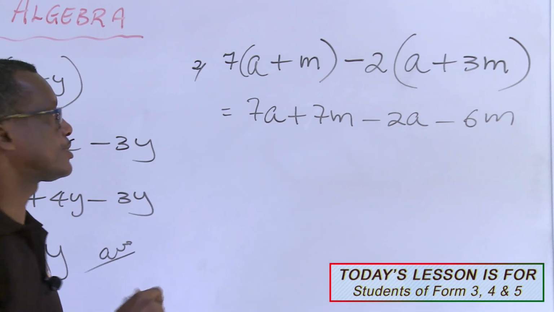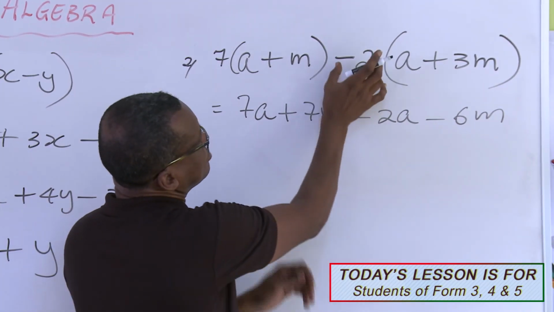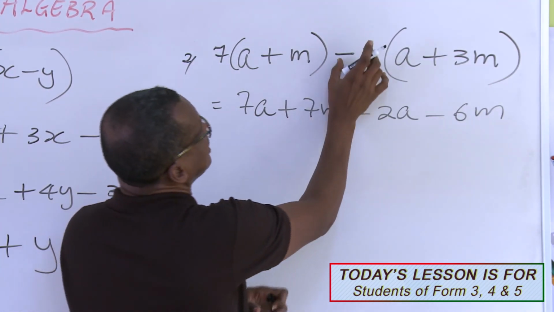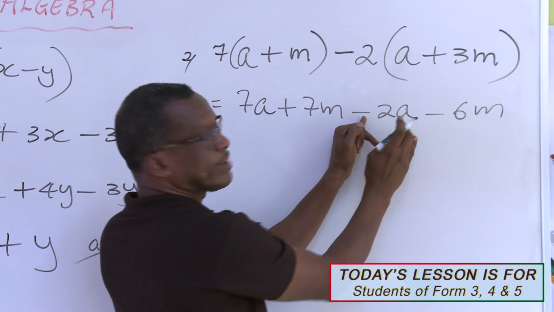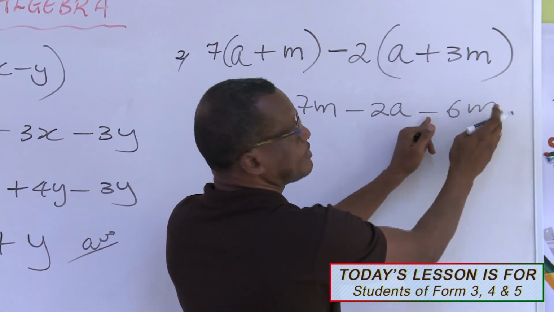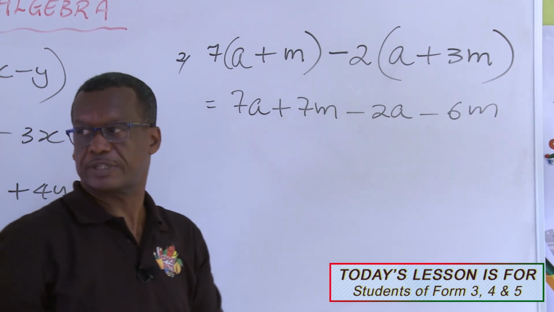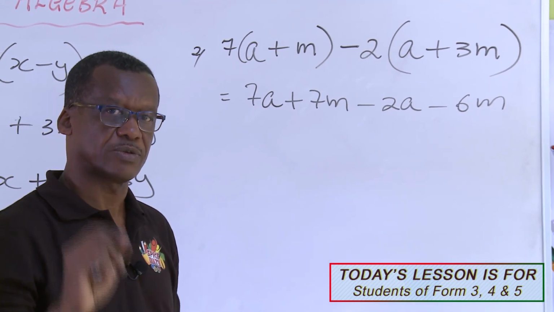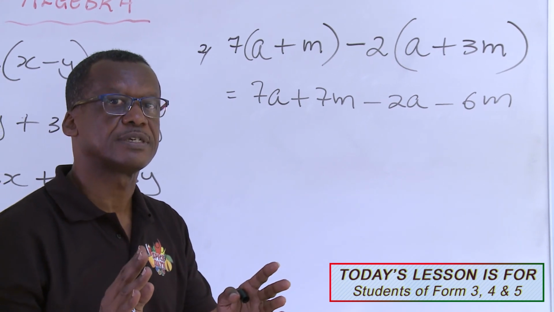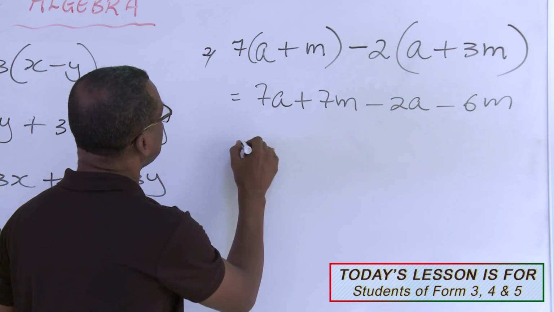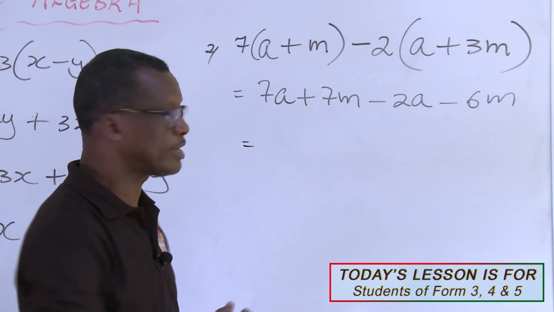Ensure you have those steps, because in the second bracket you're multiplying by a negative 2. So you have to keep that in mind. Negative 2 times a would give me minus 2a. And negative 2 times 3m would give me negative 6m. Okay, those are some of the things you have to focus on when you have different signs to apply in the law of distribution. Now we can bring the like terms together.